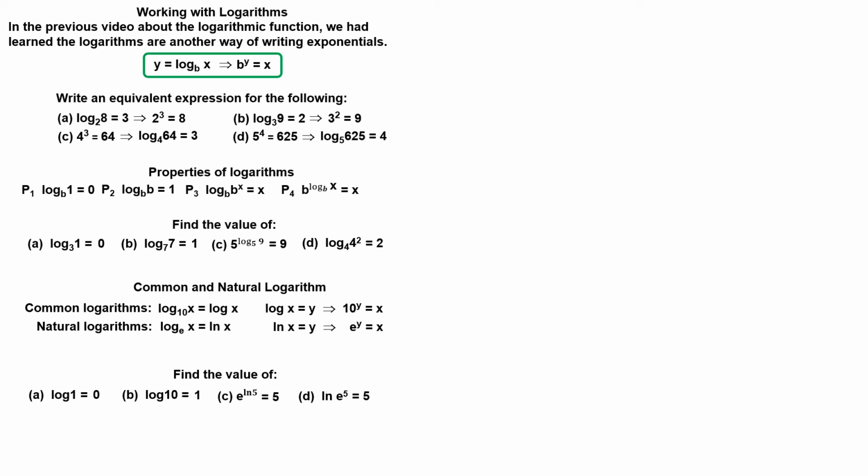To solve simple logarithmic equations, we write the logarithmic equation in exponential form. Then we write both sides of the exponential equation in the same base and equate the exponents. Pay attention. Solve the following simple logarithmic equations.